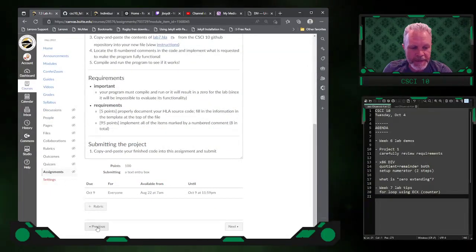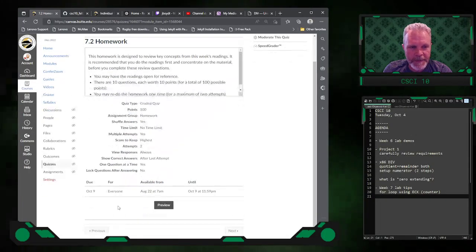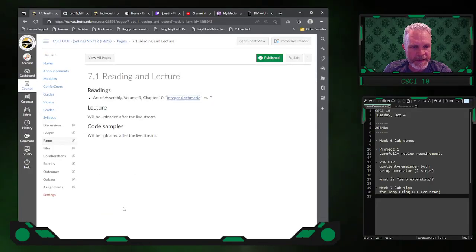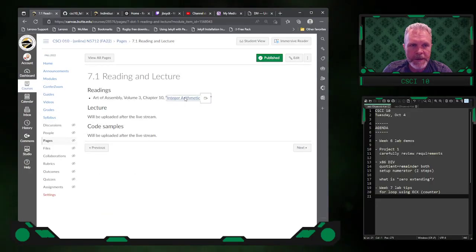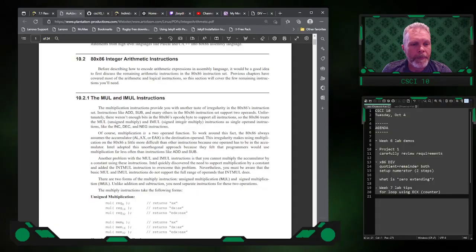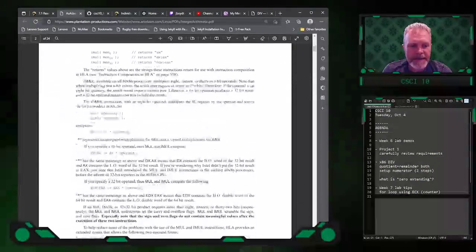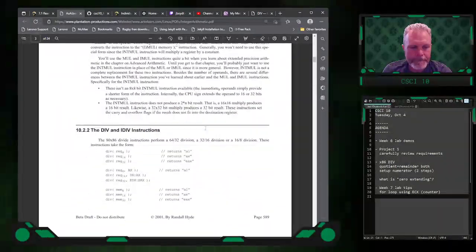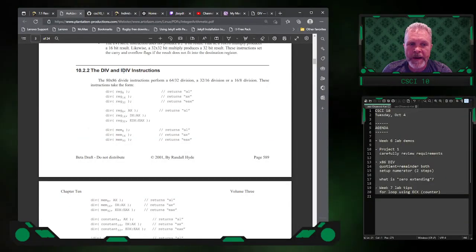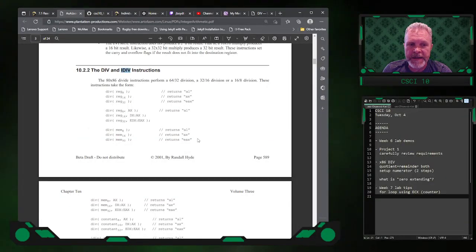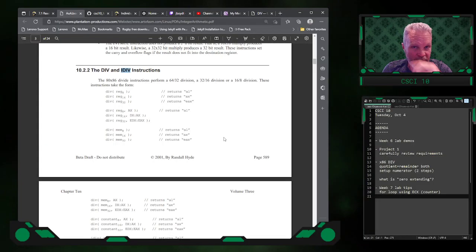I would put these buttons at the top, by the way, but I guess maybe they want you to scroll down and have seen the whole screen or something. Okay, so let's look at div. Here's div. We're not worried about idiv. That is for signed division, so we're not doing idiv for another few weeks.